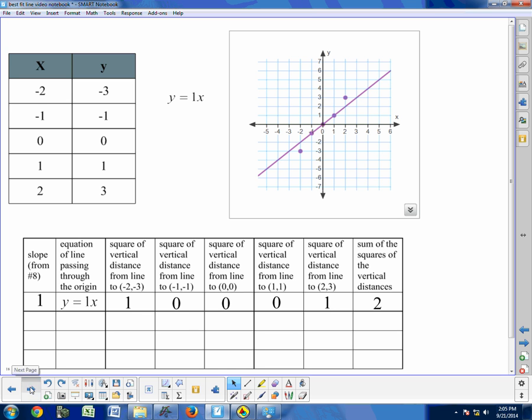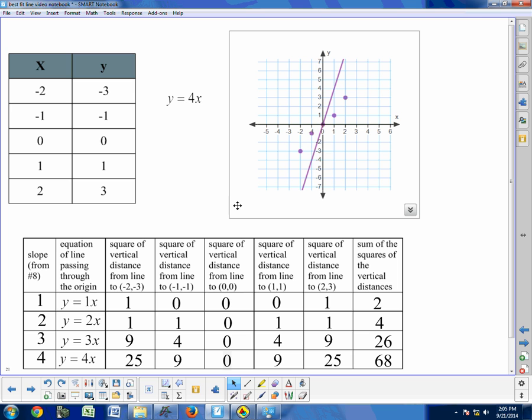We just pick more slopes. If this slope was 2, here's the line y equals 2x, find the vertical distances, and find the sum of the squares of those vertical distances, which turns out to be 4. If I chose 3 as the slope, then this vertical distance squared, this vertical distance squared, and so on, add up to 26.